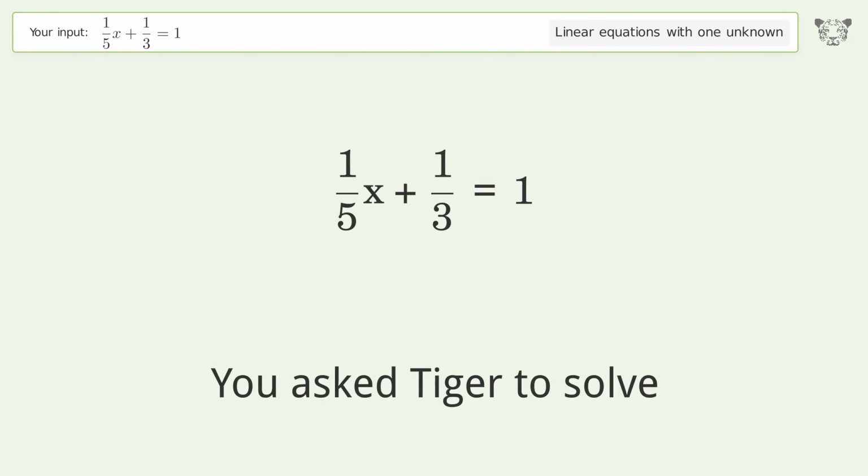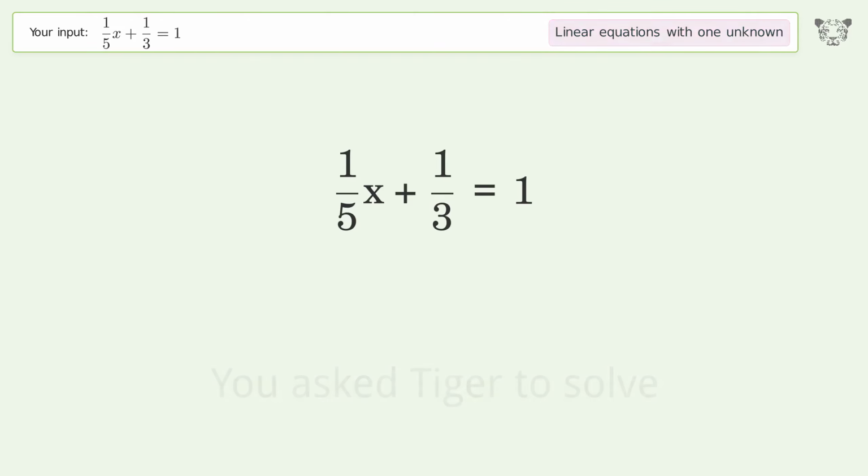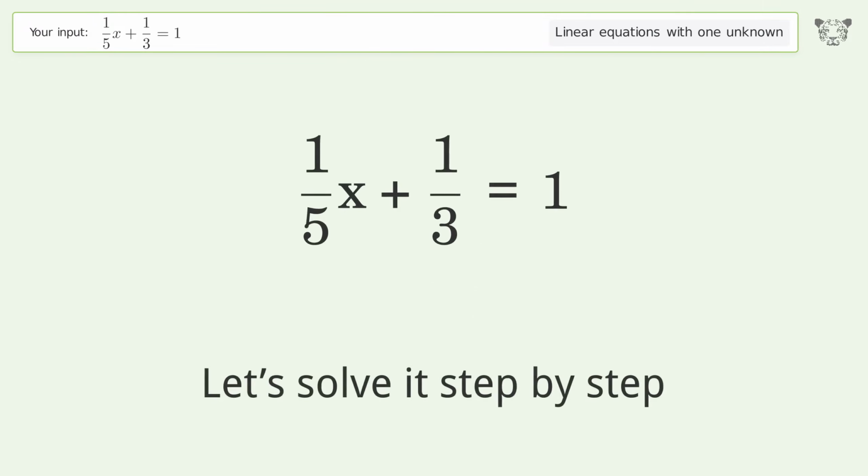You ask Tiger to solve. This deals with linear equations with one unknown. The final result is x equals 10 over 3. Let's solve it step by step.